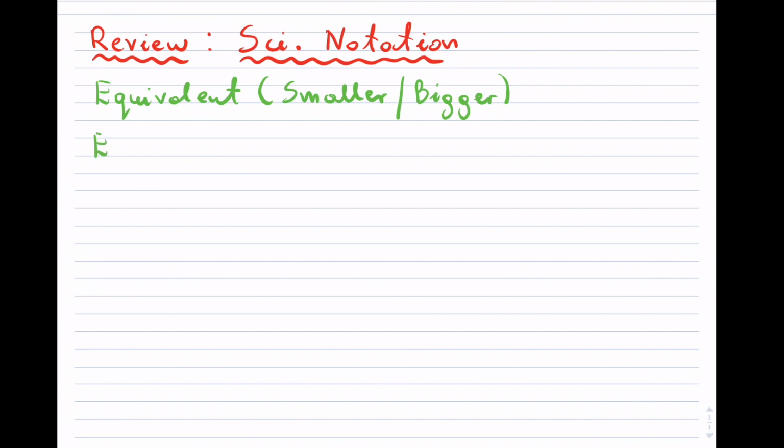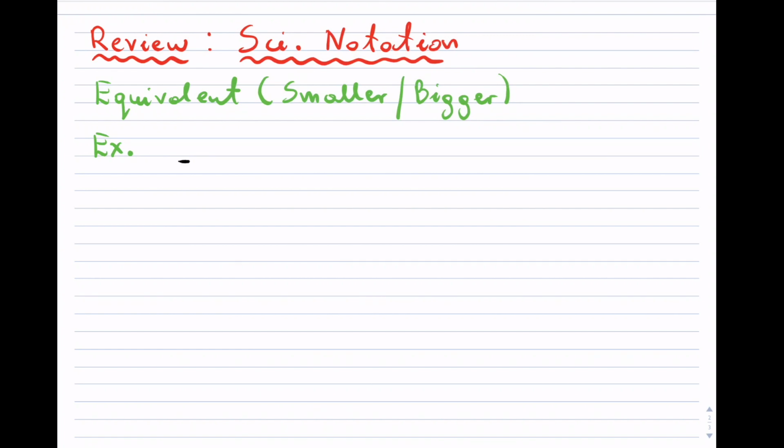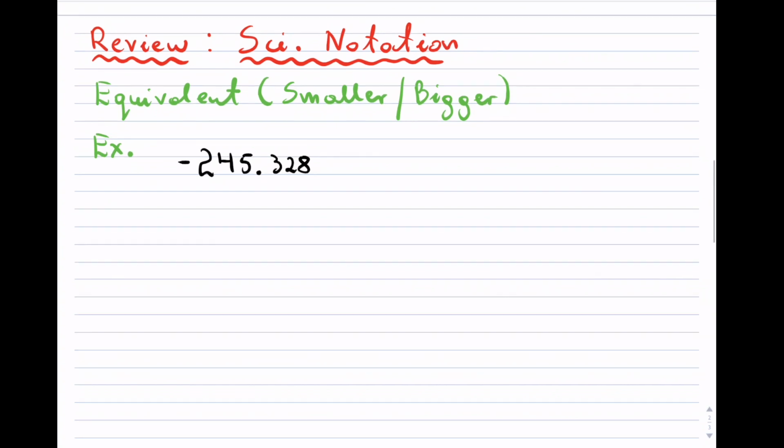So here is the example that I'll give. It is negative 245 and 328 thousandths times 10 to the 427, and that equals negative 24532.8 times 10 to an unknown exponent.